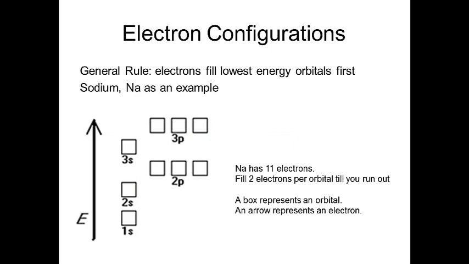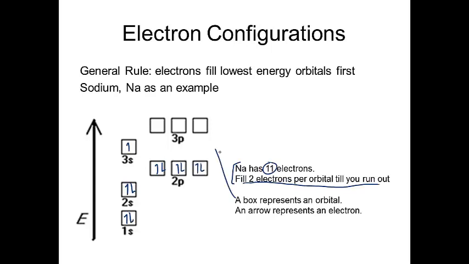So let's look at, say, sodium. Sodium has 11 electrons, and remember we can fill 2 electrons per orbital until we run out. So we can have 2 electrons in the 1s orbital, those are lowest in energy, 2 electrons in the 2s orbital, we've used 4 so far. We can fill 6 electrons into this set of 3 different 2p orbitals, so we now have used 10 electrons. We have 11 electrons, so that last electron goes in that 3s orbital.